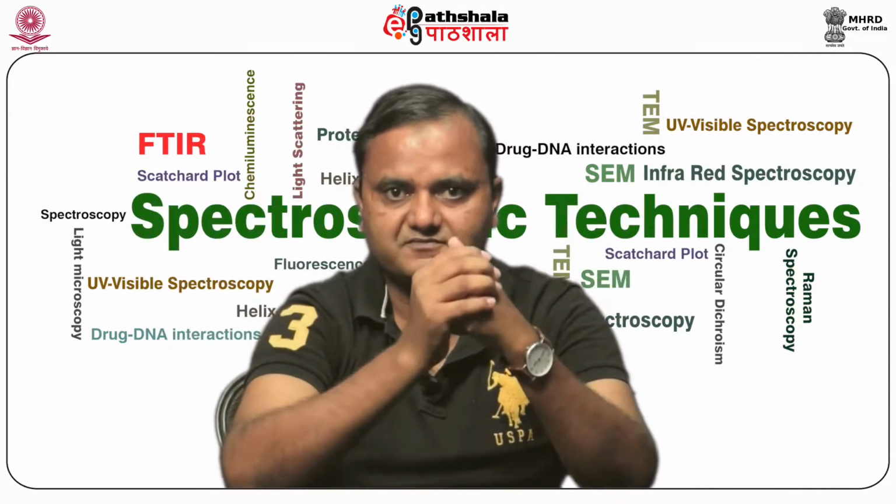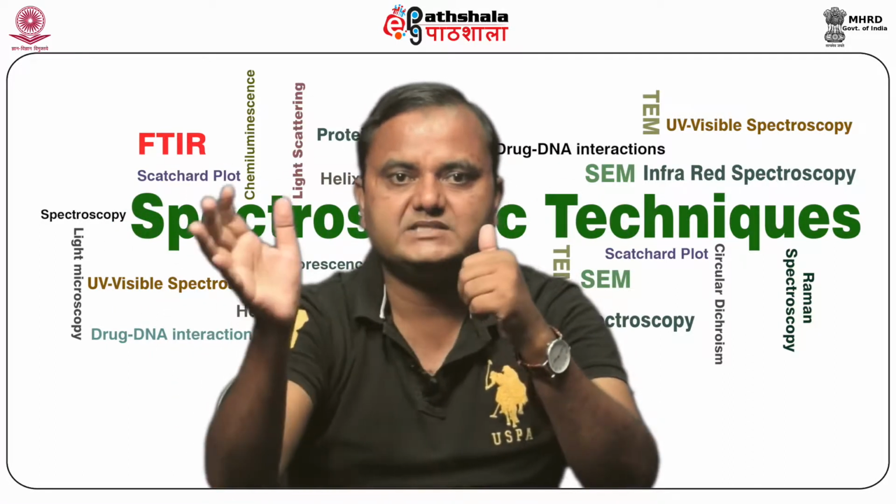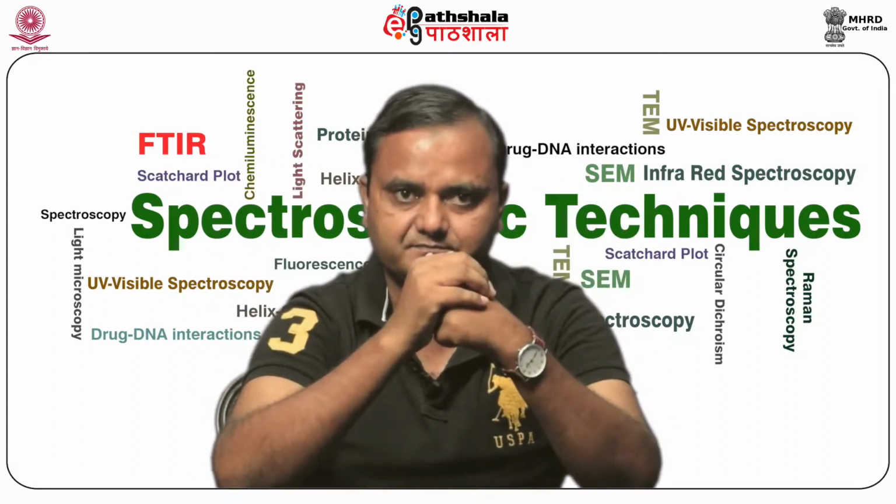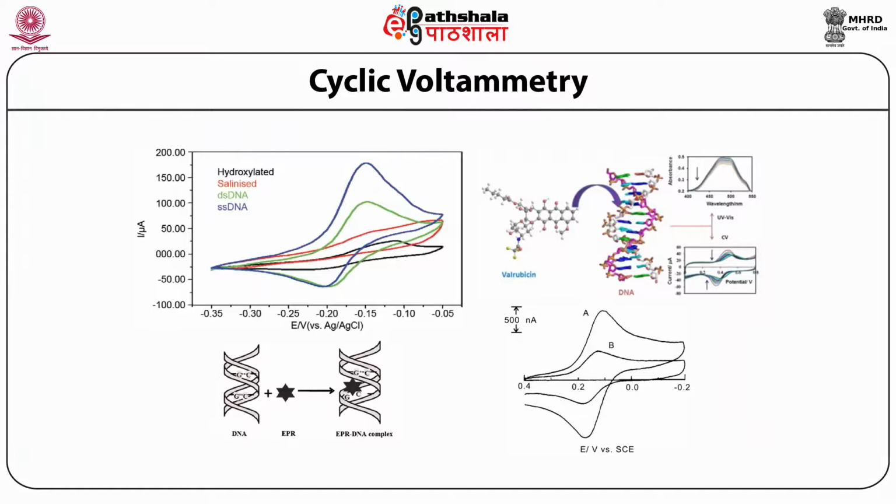This technique is mainly useful for metal-based compounds due to the accessible redox states. You can see here cyclic voltammetry is also used to estimate the DNA drug interaction, especially for metal binding drugs. For metal containing drugs, it is simply based on the change in the voltage while binding of the drug to the DNA.